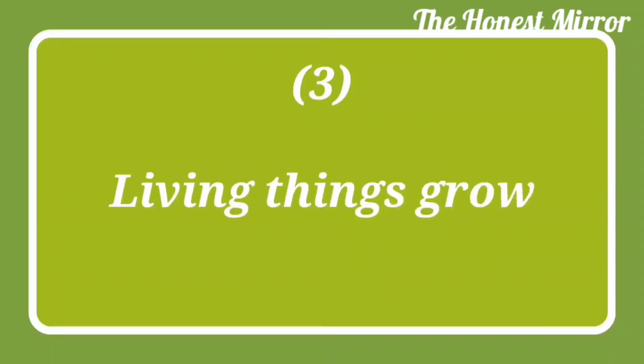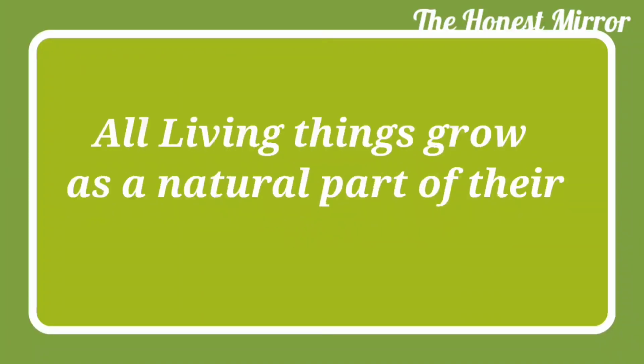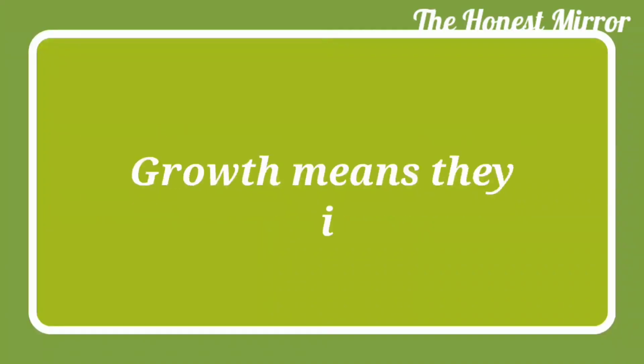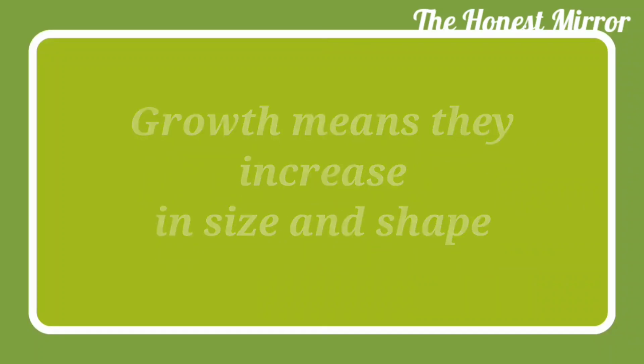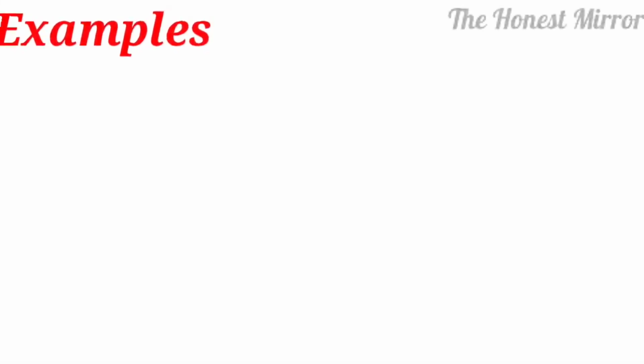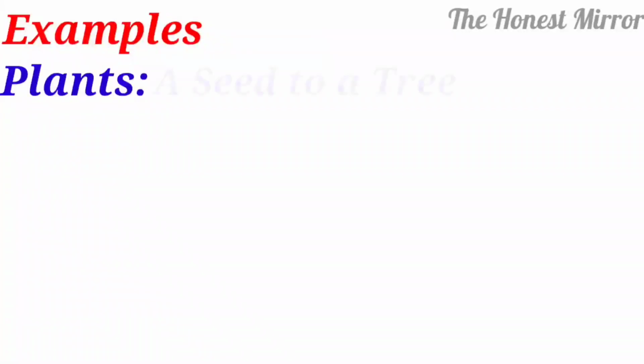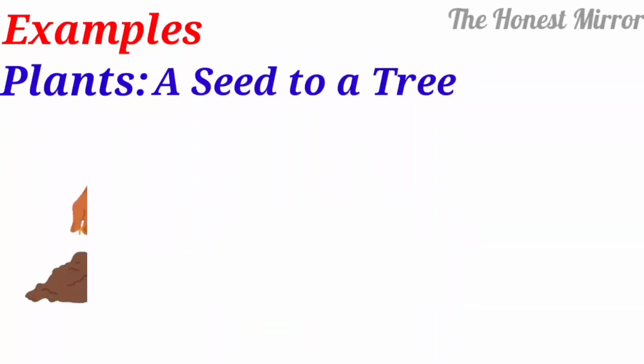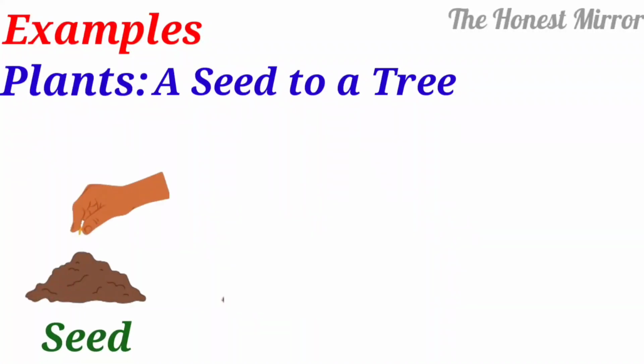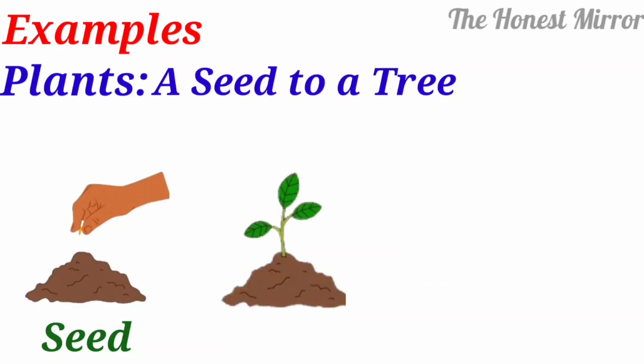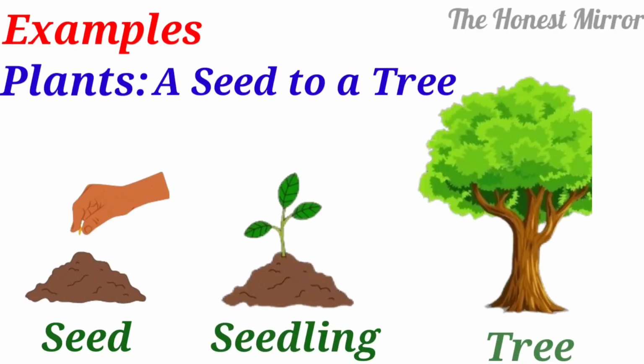Living things grow. All living things grow as a natural part of their life cycle. Growth means they increase in size and shape. Examples: plants, a seed to a tree. A tiny seed planted in the soil grows into a small plant called a seedling. This seedling grows into a big tree.